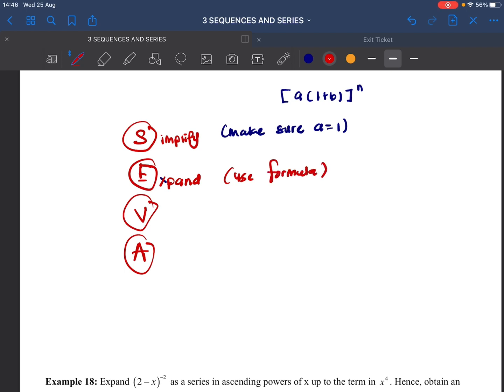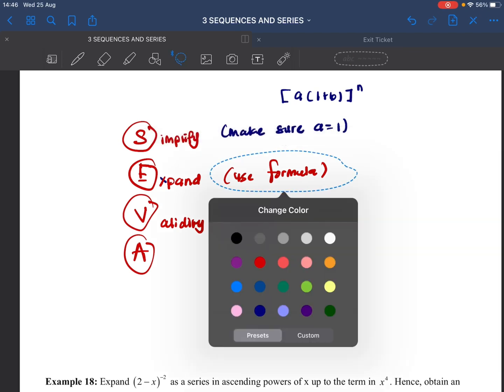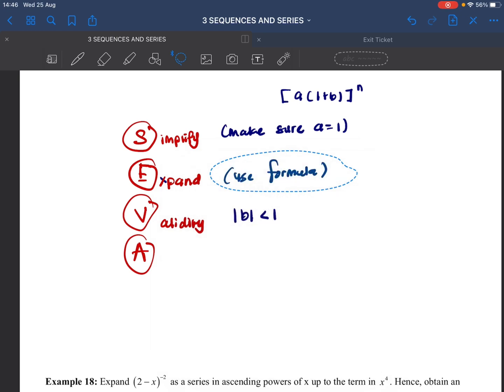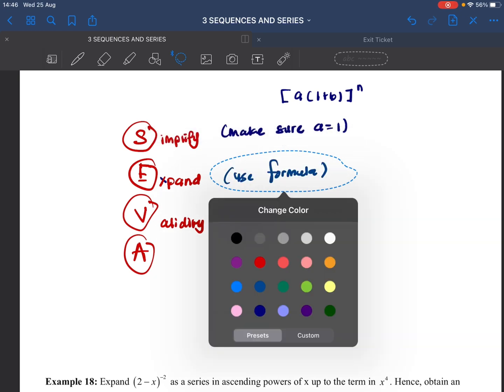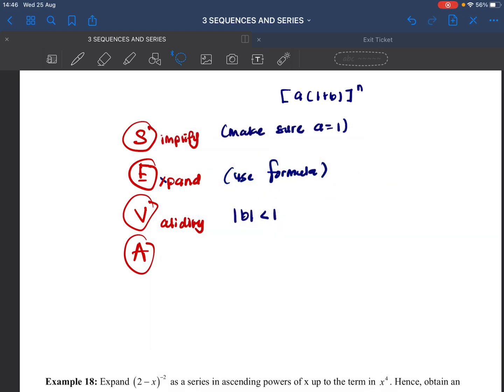So V is the validity. Okay, validity. So we know that the formula for validity is modulus B less than 1. Okay, so next. Okay, and the last one is approximation. Okay, this is the last part. So this is the last part, approximation.